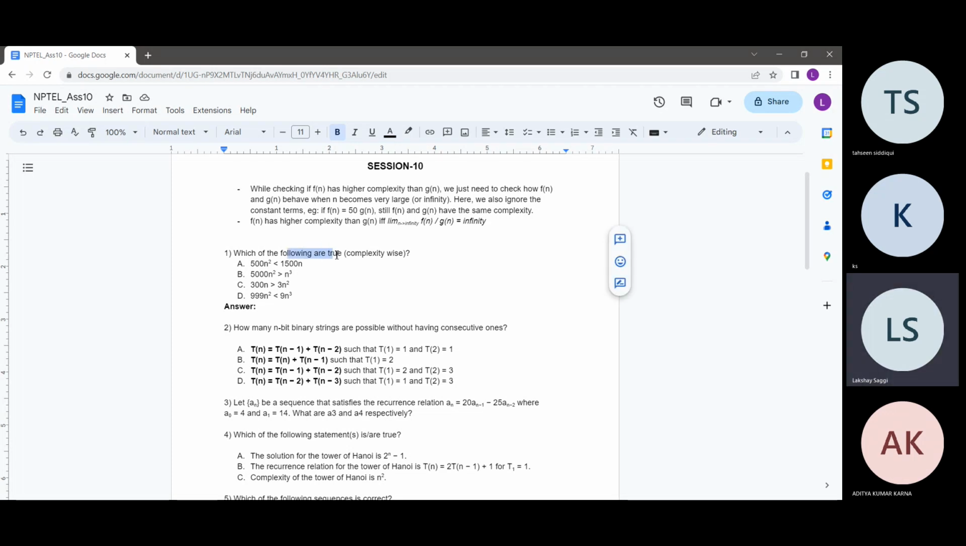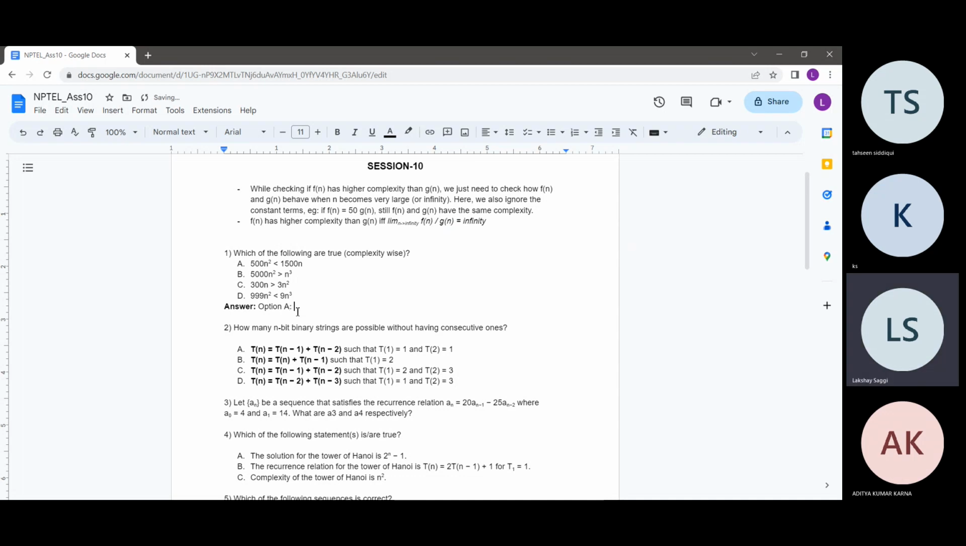The question is saying, which of the following are true? I hope everyone knows how to calculate a limit as n tends to infinity of f(n) by g(n). Since we have studied limits in high school also, the functions f(n) and g(n) won't be too difficult for us to answer generally. So the first question is asking which of the following is true complexity wise. Let's just go option by option. Let's see option A.